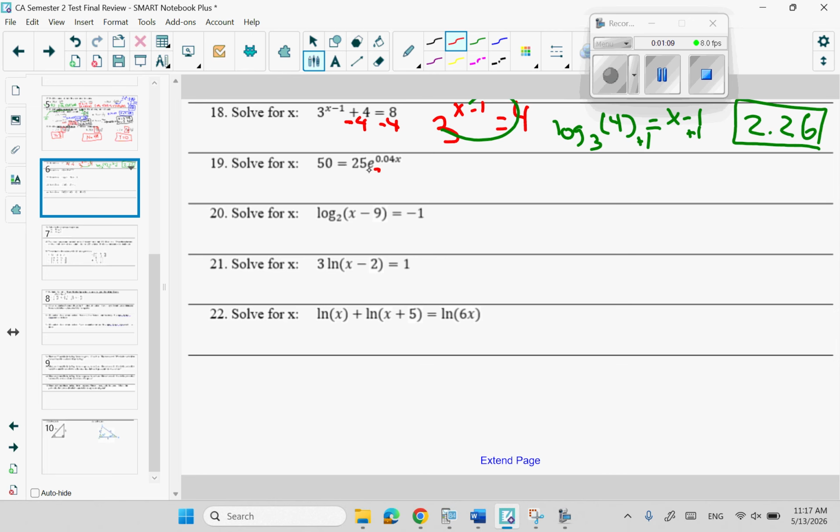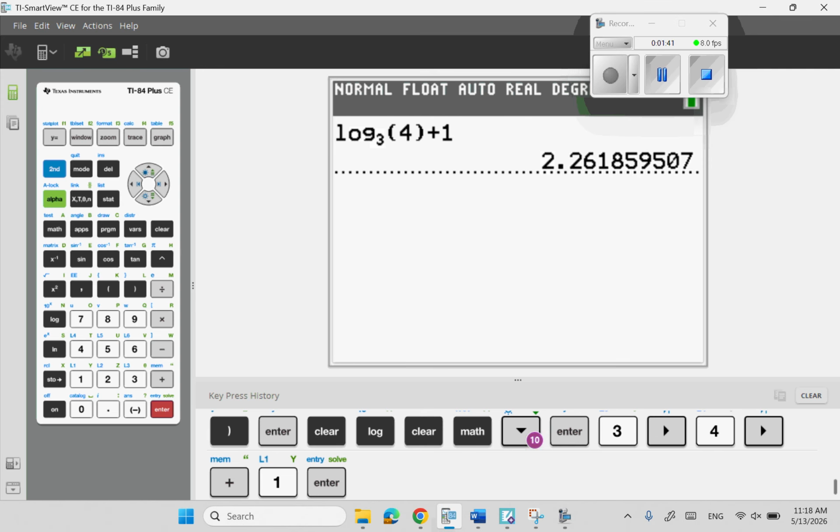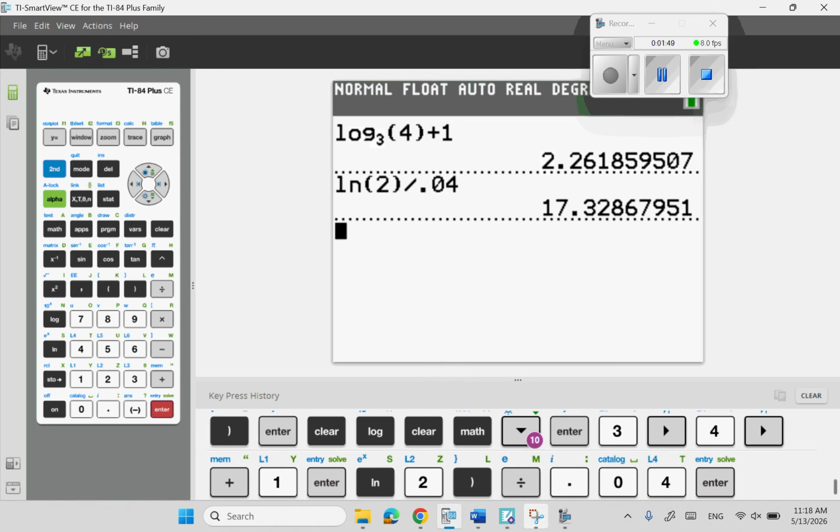19, divide by 25. We get 2 equals e to the 0.04x. We can't spiral it. Now, when I spiral with e, that's actually the natural log, because e and natural log are inverses. So I can divide that by 0.04. So I get about 17.33.